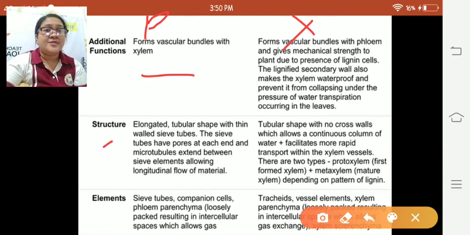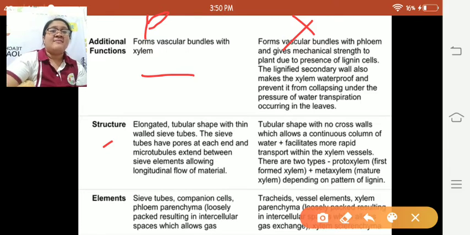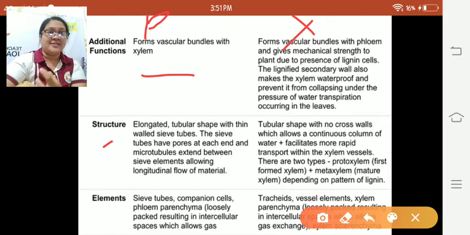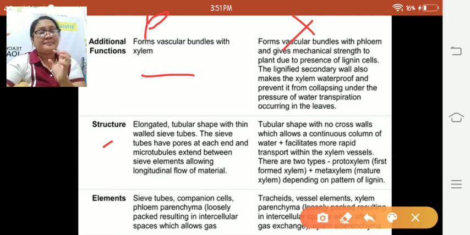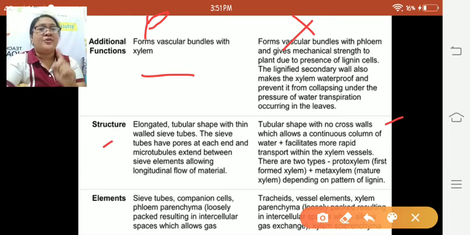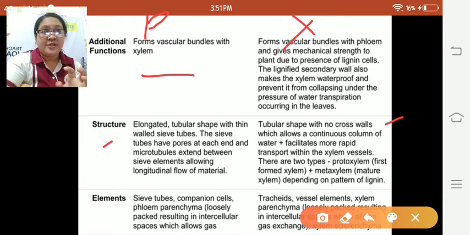For the structure, the phloem is elongated, with a tubular shape with thin-walled sieve tubes. The sieve tubes have pores at each end and microtubules extend between sieve elements, allowing longitudinal flow of materials. For the xylem, it has a tubular shape with no cross walls, which allows a continuous column of water and also facilitates more rapid transport within the xylem vessels.